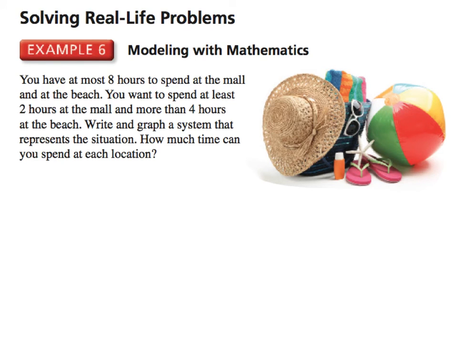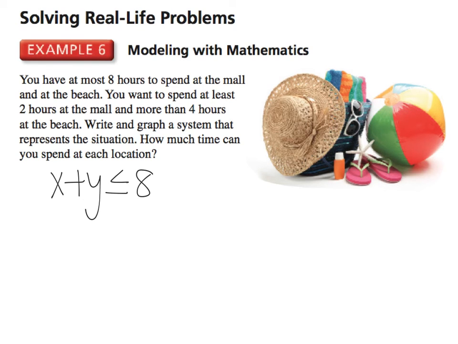And the last example. You have at most 8 hours to spend at the mall and at the beach. You want to spend at least 2 hours at the mall and more than 4 hours at the beach. Write and graph a system that represents the situation. How much time can you spend at each location? So we have to first write our inequalities. Let's say x is the number of mall hours and y represents the number of beach hours. So x plus y, at most, which means less than or equal to 8.